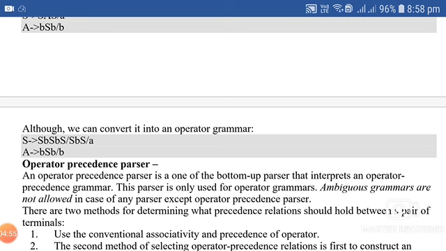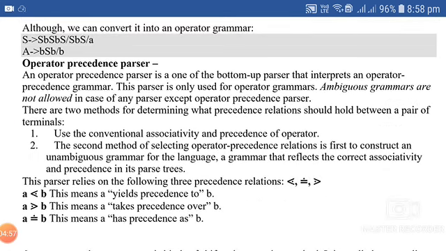Operator precedence parser. There are two methods for determining what precedence relation should hold between a pair of terminals. Number one, use the conventional associativity and precedence of operators. And number two, the second method of selecting operator precedence relations is first to construct an unambiguous grammar for the language, a grammar that reflects the correct associativity and precedence in its parse trees.